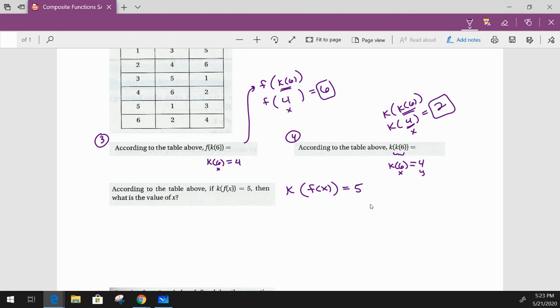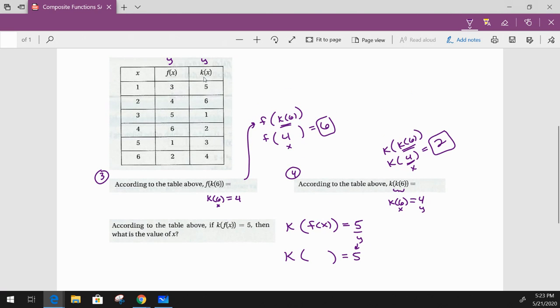So what they're telling us is basically the y-coordinate, or the output value. So k of what would equal 5? So let's start with just that. We don't know what f of x is, but we do know that the y value, or the output value for this k function, is 5. So if we look back at our table, well, k of x is 5 when x is 1. So I can put a 1 now in here, because I know that 1, 5 is my input and my output. So if the output value is 5, the input value has to be 1.